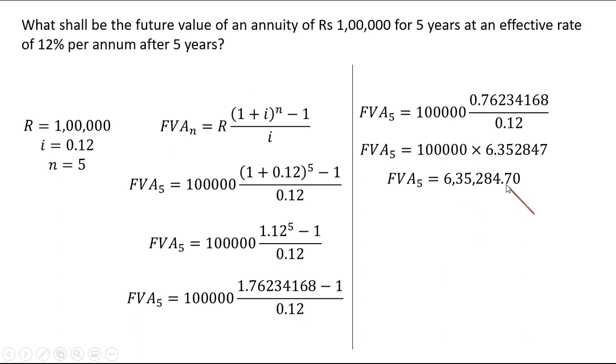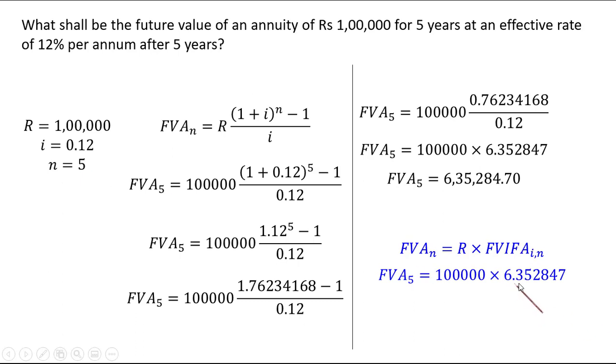6,35,284 rupees and 70 paisa, which means that we have actually deposited 5 lakh rupees, but we are getting the interest on all these annuities year after year, and in all we are going to get 6,35,000 rupees approximately. We can solve this sum using the table also. So we can intersect the table where 12% and 5 meet, and we get this number directly. The same number is written over here, 6.35, and when we multiply it with 1 lakh, we get 6,35,024.